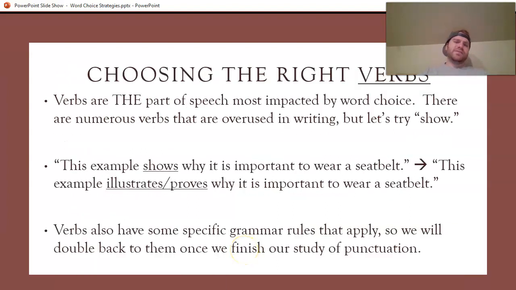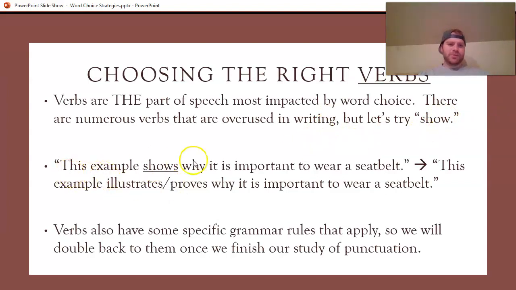Let's talk about some specific parts of speech here. Verbs we'll do quite a bit with grammatically later this semester, but verbs in writing are the part of speech that gets impacted the most, mostly because there are all kinds of verbs that get overused in writing. One of the most common ones that we see in essay writing is show. That is a very common verb that we want to find better replacements for.